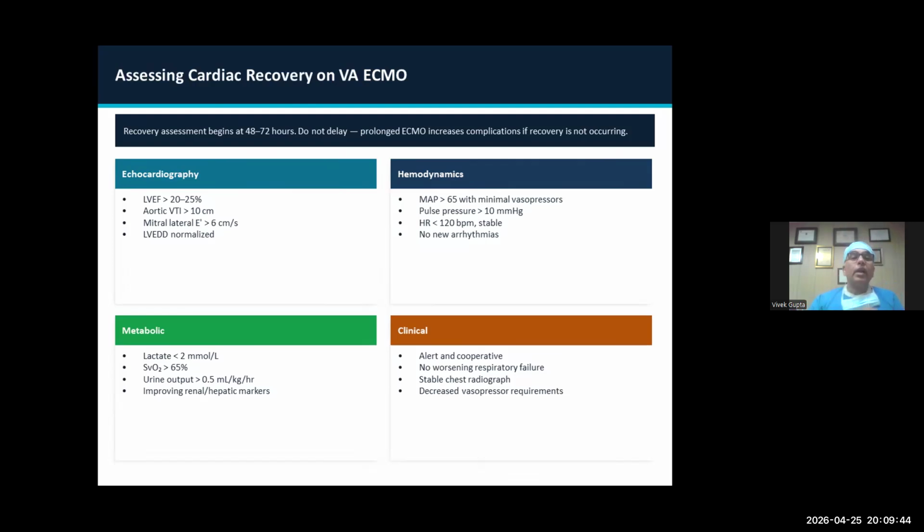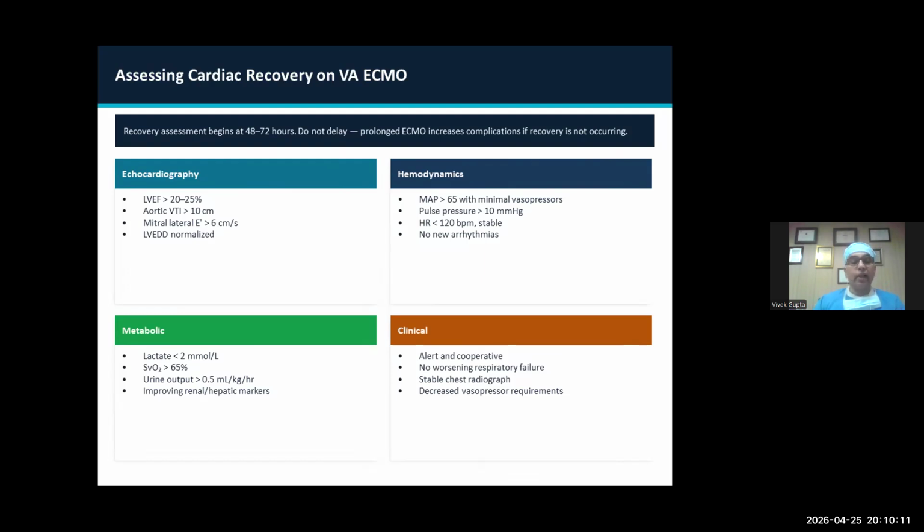So how do we assess the recovery of the cardiac function? This can be assessed by looking at the improving hemodynamics, increasing pulsatility, so the pulse pressure becomes wider, in fact reaches 20 or more, and the tachycardia settles. When you look at the echo, ejection fraction is improving, aortic VTI is more than 10, lateral mitral annular velocity is more than 6, and TAPSE is fine, right heart function looks okay.